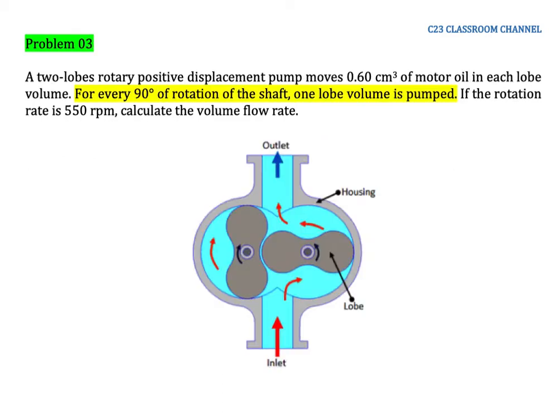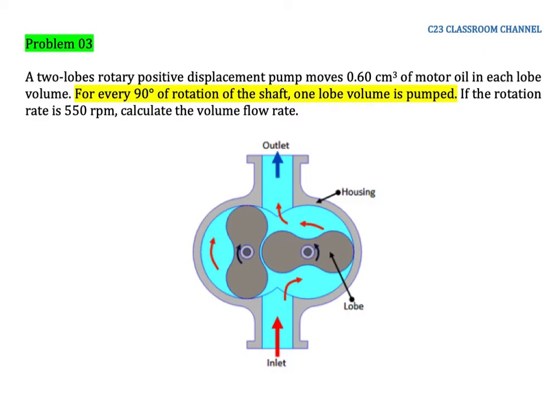So this is problem number 3. A 2 lobes rotary positive displacement pump moves 0.6 centimeter cube of motor oil in each lobe volume. For every 90 degrees of rotation of the shaft, 1 lobe volume is pumped. If the rotation rate is 550 rpm, calculate the volume flow rate.